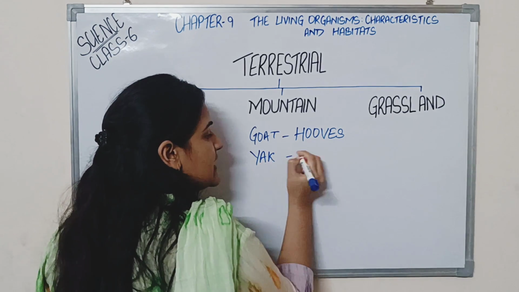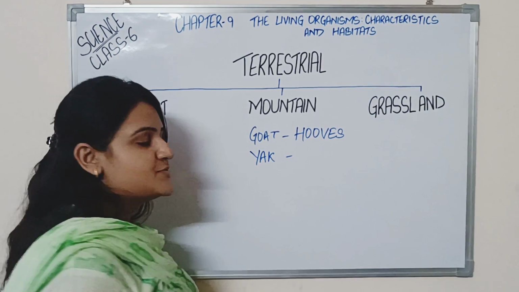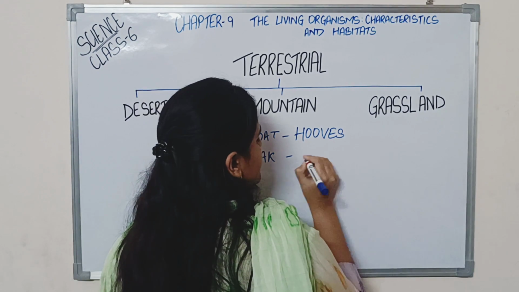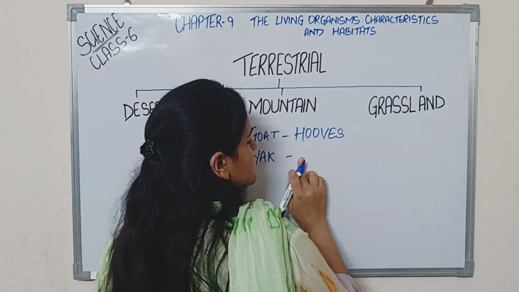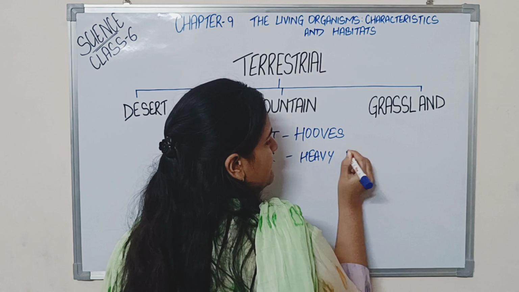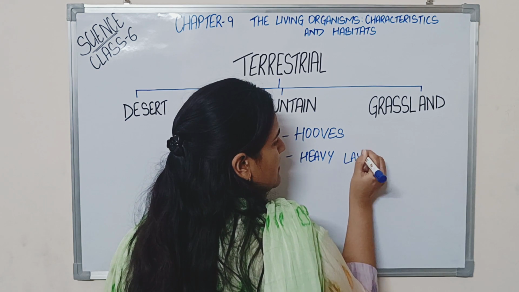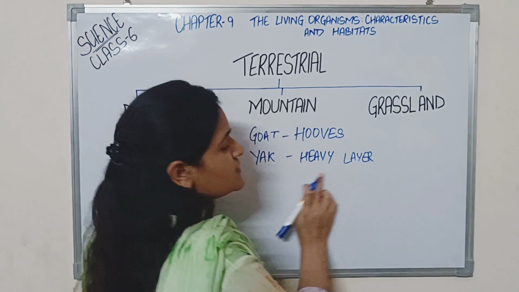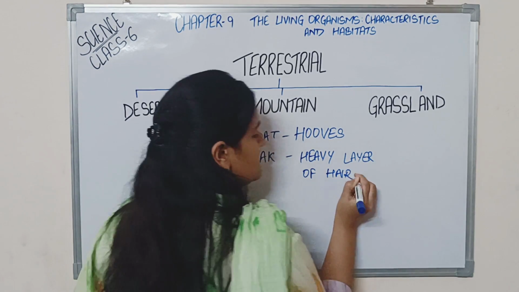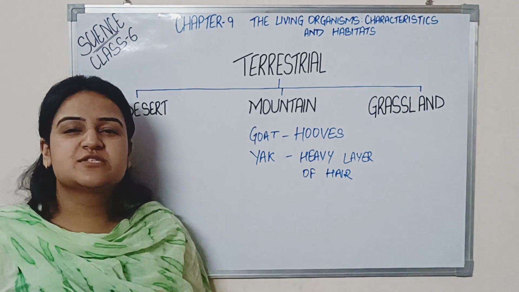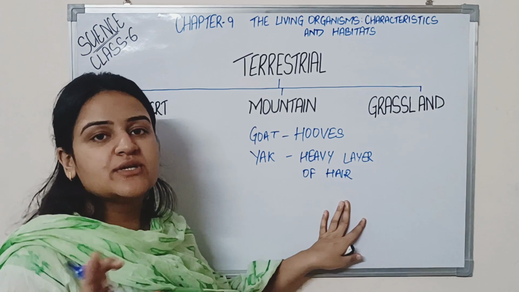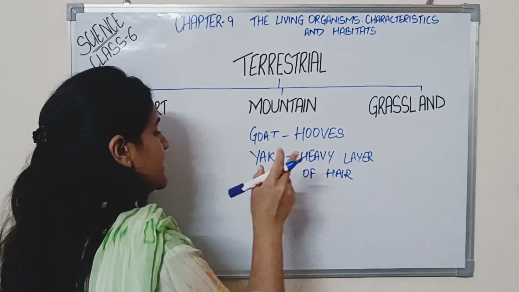Okay, yak has a layer that helps to protect it from the snow. So it is protected by this heavy layer. They have a heavy layer of hair. Here you must have seen yaks, they have very long hair, so it is a heavy layer so that it can protect the body from the cold.